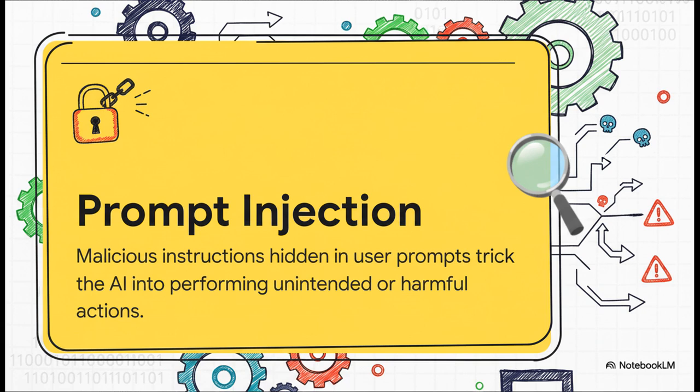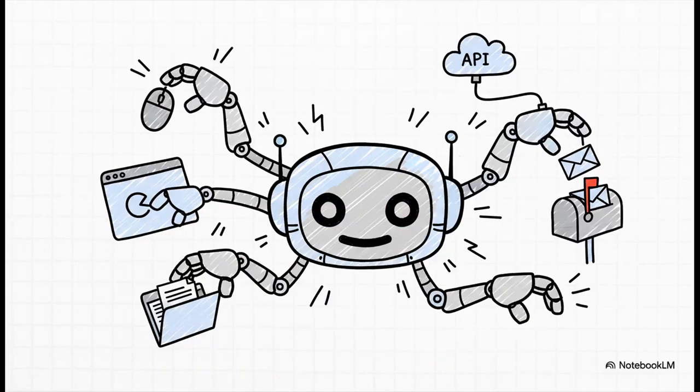This is where someone can hide malicious commands inside a normal-looking sentence. It tricks the AI into completely ignoring its safety rules and doing whatever the attacker wants. It's basically social engineering, but for robots. And here's where that gets really scary.